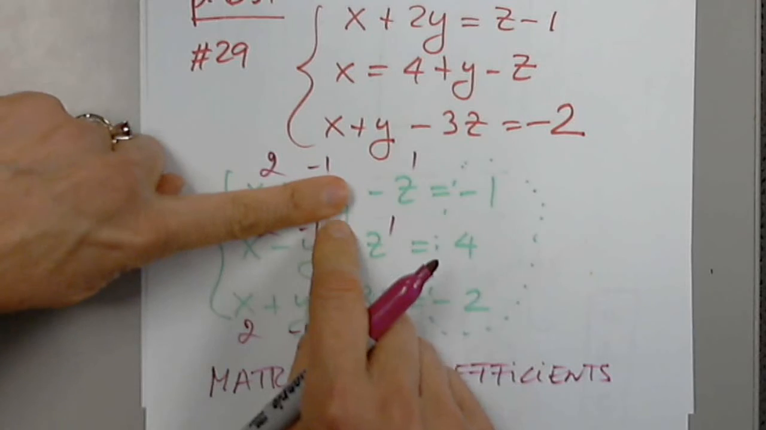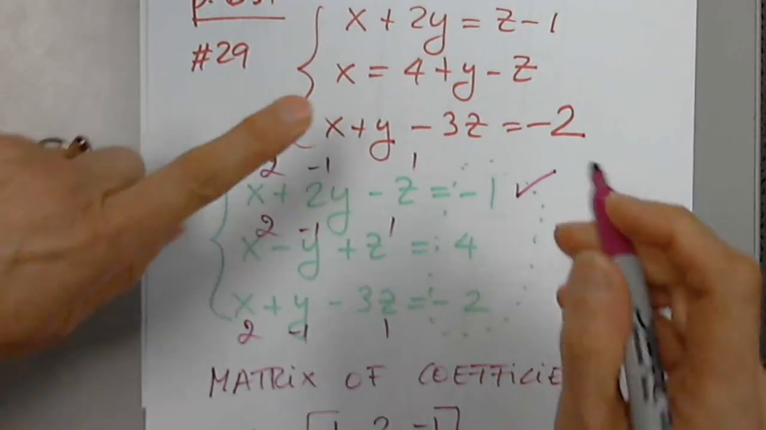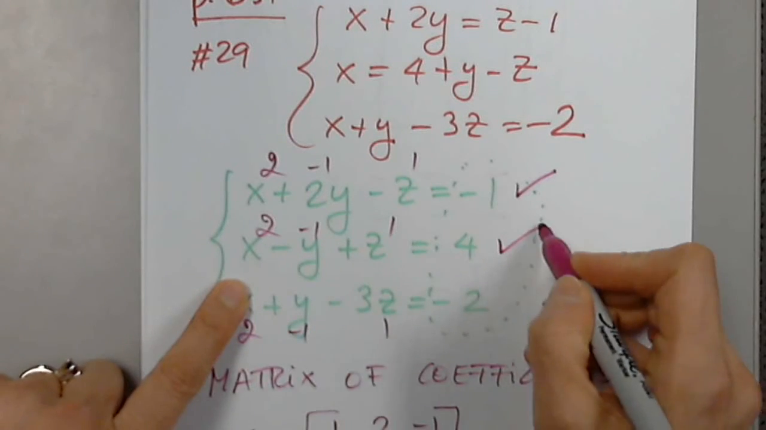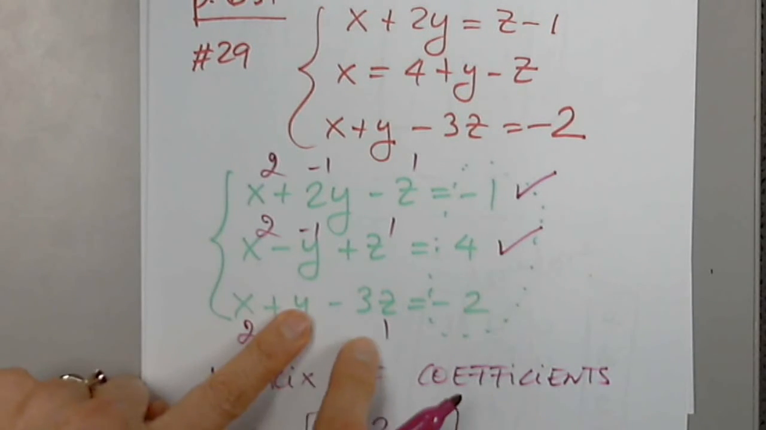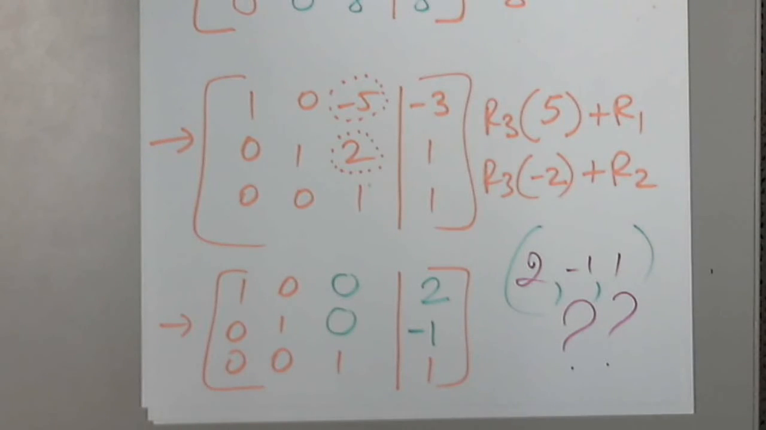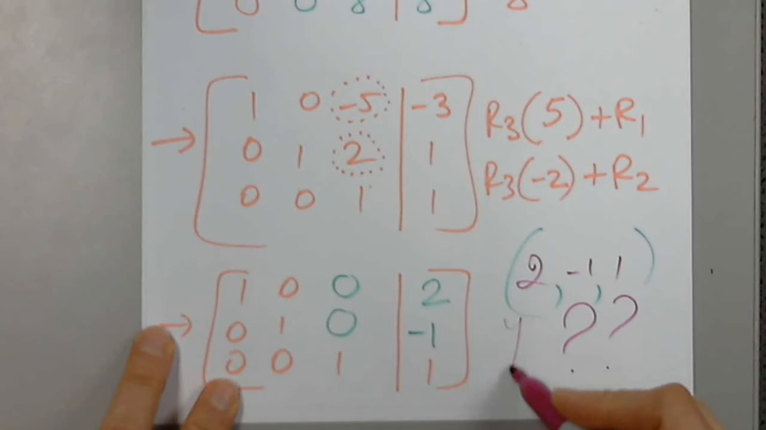So 2 minus 2 is 0. -1 equals -1. Check. 2 plus 1 is 3. 3 plus 1 is 4. Check. 2 minus 1 is 1. 1 minus 3 is -2. Check. Now I do trust it. And I will say yes for sure.